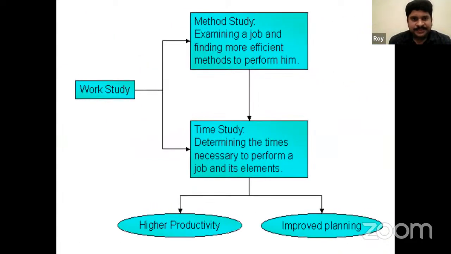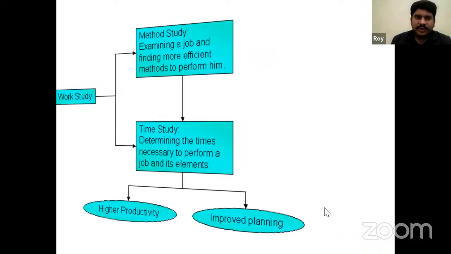Let's go into that. Method study is examining a job and finding more efficient methods to perform it. Time study is the time required to perform a job and its elements. In that, higher productivity or improved planning is required.